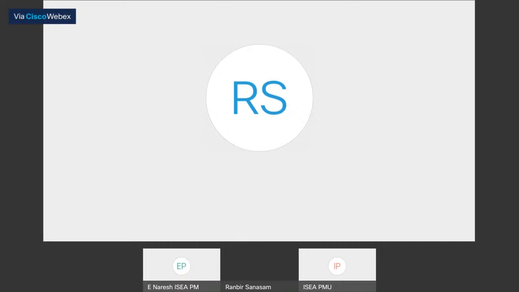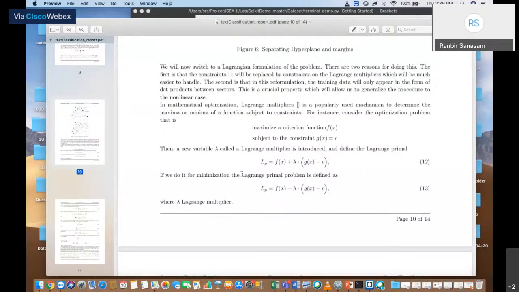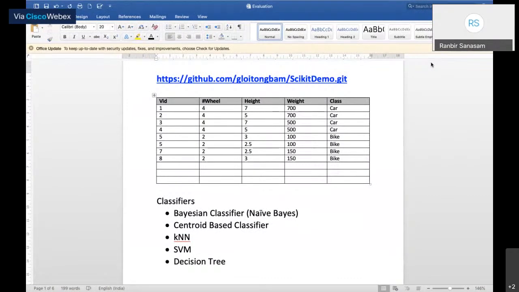So let me share my screen now, and I'm going to start with a very basic understanding of different classifiers. The example that I'm going to use in this discussion is similar to the example that I took in my yesterday session. So let me quickly recap what this data set is.